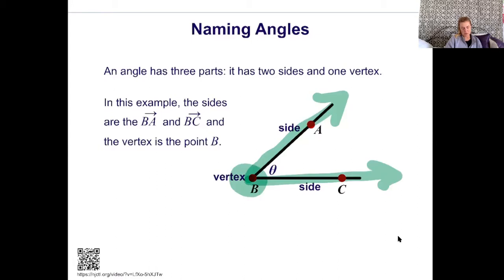B. So if we wanted to name this angle, we could call it ABC, or we could call it CBA. We know that the vertex is B because in both cases it is in the very middle.